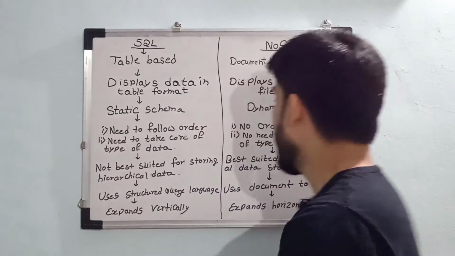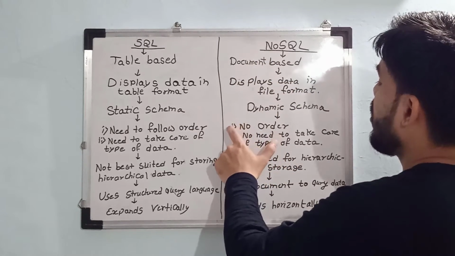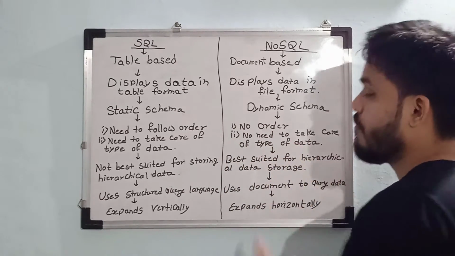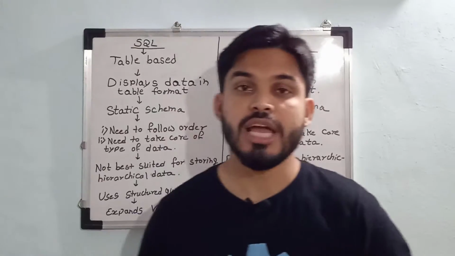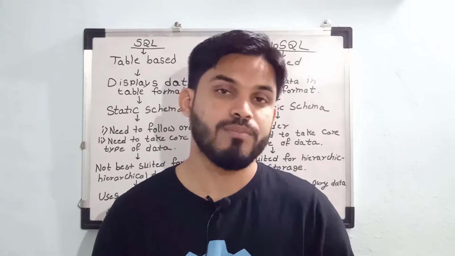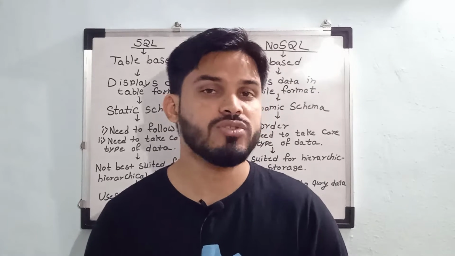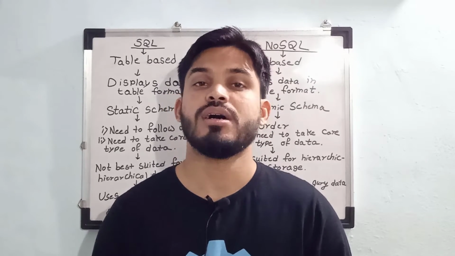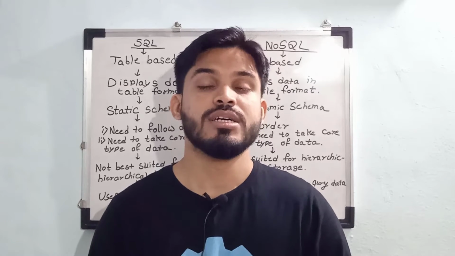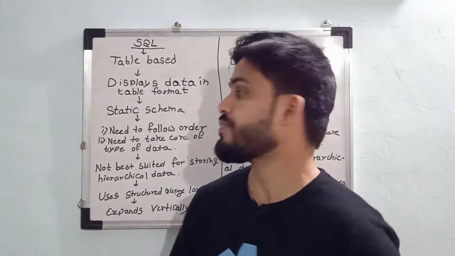Okay, in NoSQL I no need to take care of order, and I no need to take care of type of data which I am entering. While storing data into NoSQL database, I no need to take care of type of data and order in which I am entering data, as there is no table. It is having dynamic schema. Dynamic schema means schema which changes as per requirement.